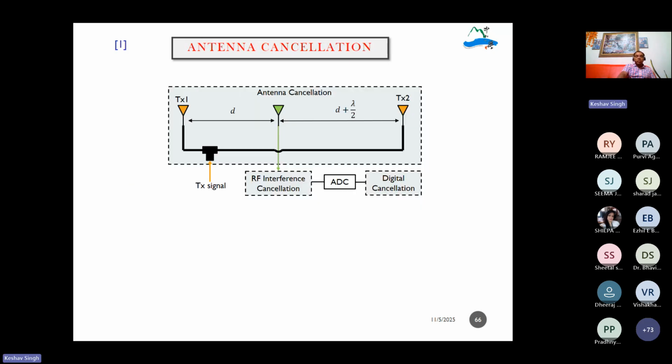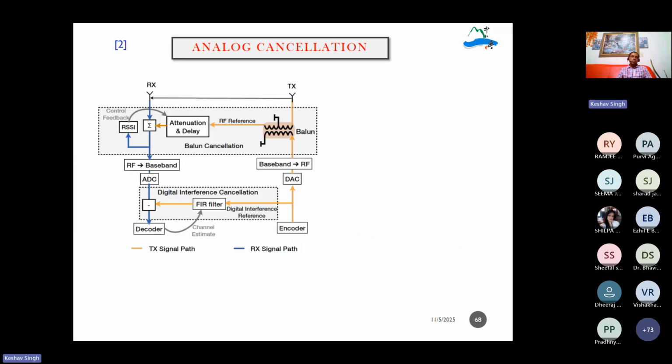And this is antenna cancellation, so just by separating the antenna. Here, for example, we have this transmit antenna one, and this is another. Let's say the antenna distance we have is d, then we have d plus lambda by 2. So this is a two transmit antenna setup. If you increase the distance between the two antennas, then of course we can easily mitigate this SI. But again, due to space limitation, we can't do this perfectly.